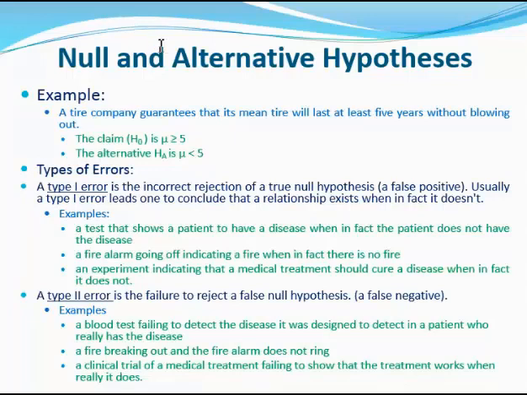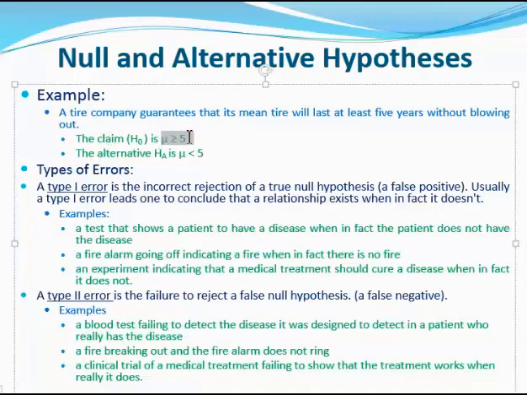So let's take a look at some word-based examples. A tire company guarantees that its mean tire will last at least 5 years without blowing out. So what is our claim? What is our null hypothesis? That is that the mean is greater than or equal to 5, 5, of course, being years. It will last at least 5 years, which means it's greater than or equal to 5. So what's our alternative hypothesis? What's the other possibility? The other possibility is that it's less than 5 years. Because if it's less than 5 years, then my null hypothesis is false. If it's not less than 5 years, then by definition that means that my null hypothesis is true.